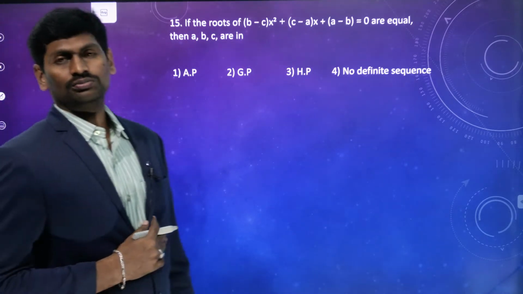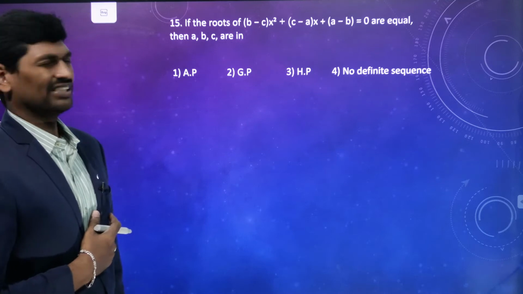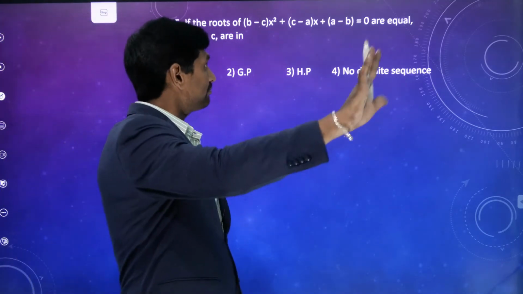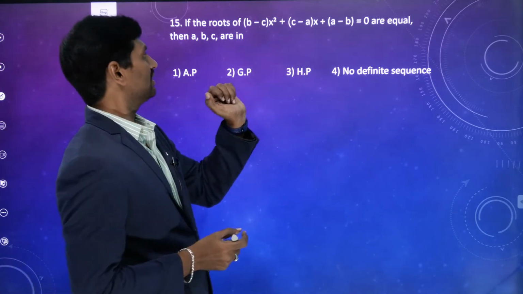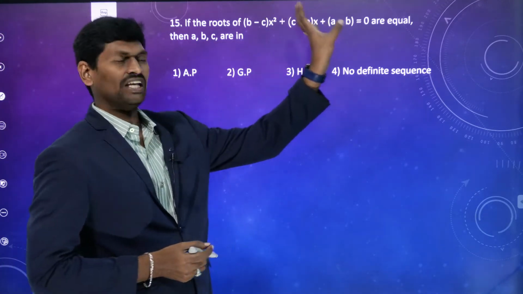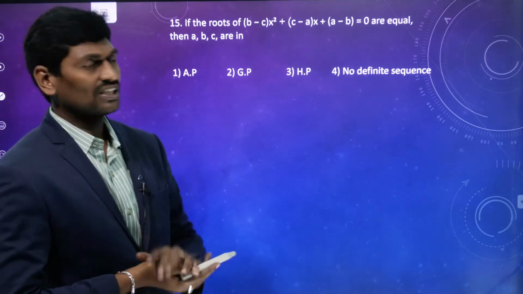Now, if the roots, again same process. Again same. A, B, C are in what? But here somewhat different. B minus C, C minus A, minus B only given. You just try this.